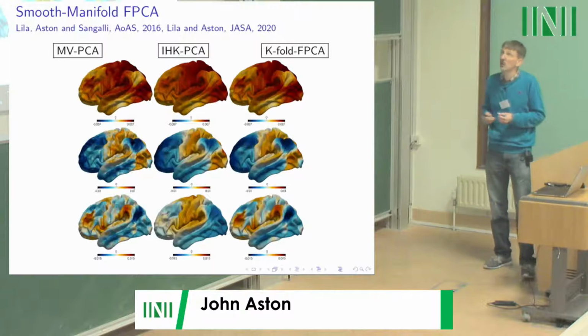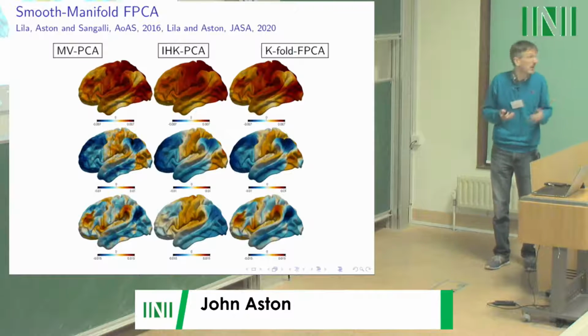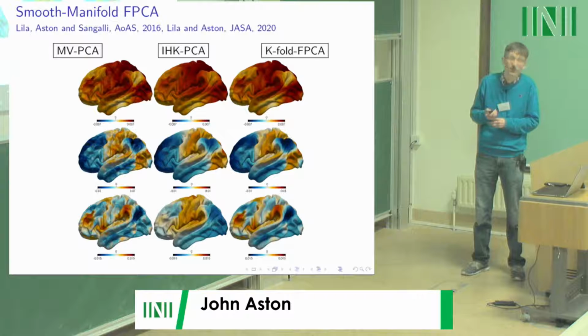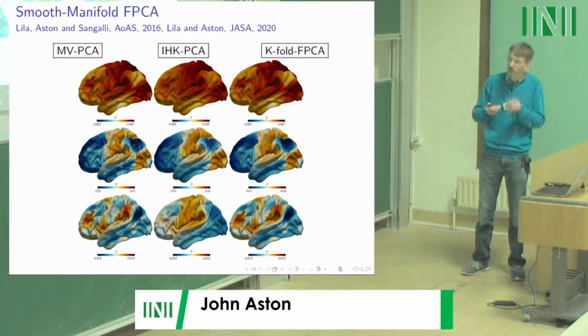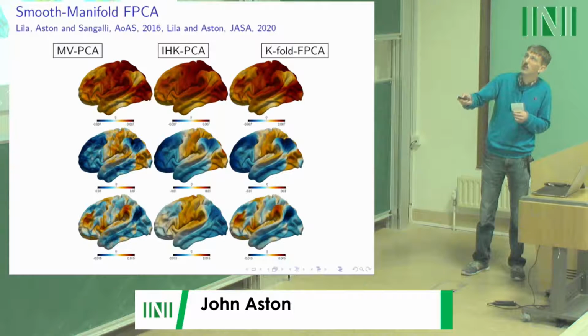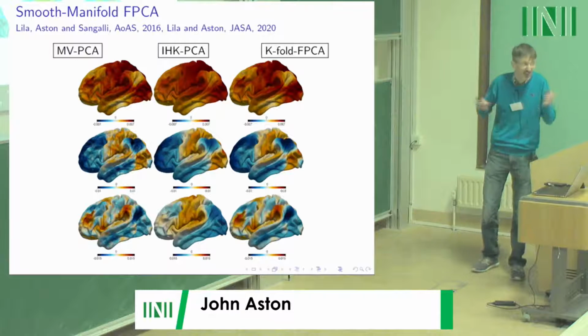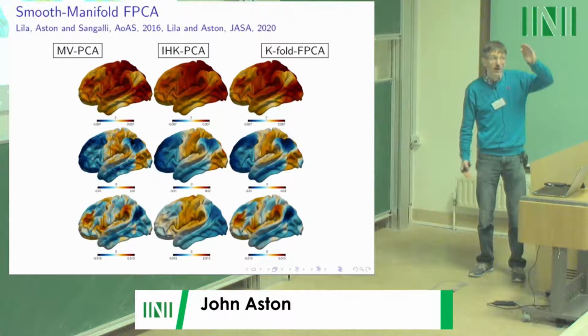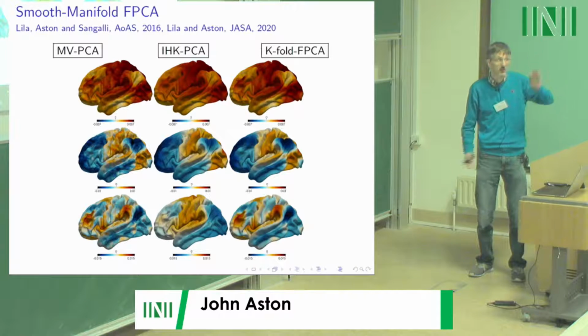So what does it mean? Well, I'll show you. This is the output from my cortical surface analysis of connectivity. MVPCA is simply multivariate PCA. This is saying I don't care about the surface structure. I can just take a multivariate vector and treat it as if it was just a multivariate vector of data. Who cares about the surface?